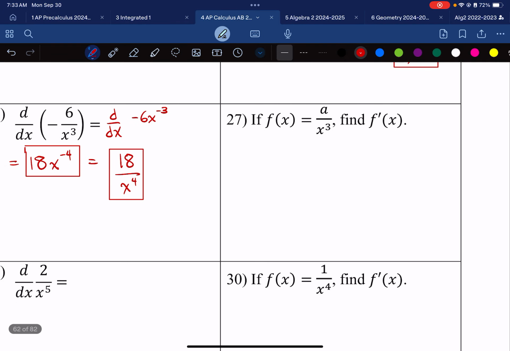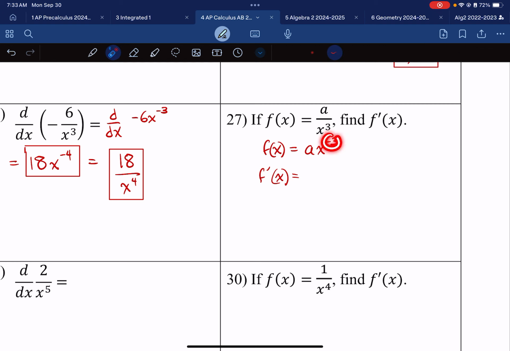All right, and number 27, again, you need to rewrite this. You can say f of x, notice I'm not writing f prime of x, I'm just rewriting f of x, is really a times x to the power of negative 3. Now I'm ready to take the derivative. Now I'm going to do f prime of x.